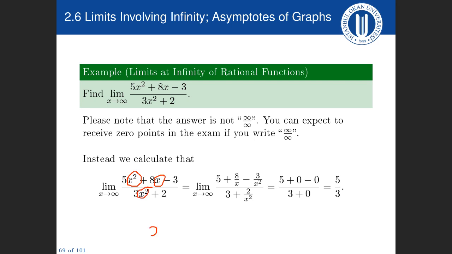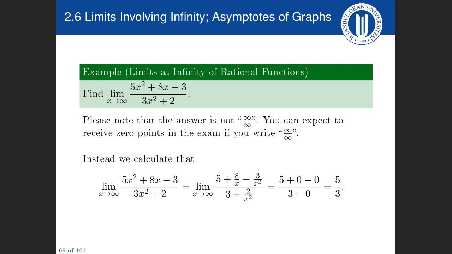The biggest power in this rational function is x squared. So what I want to do is divide everything by x squared. 5x squared divided by x squared is 5. 8x divided by x squared is 8 over x. Minus 3 divided by x squared. On the bottom, 3x squared divided by x squared is just 3, and then 2 divided by x squared.